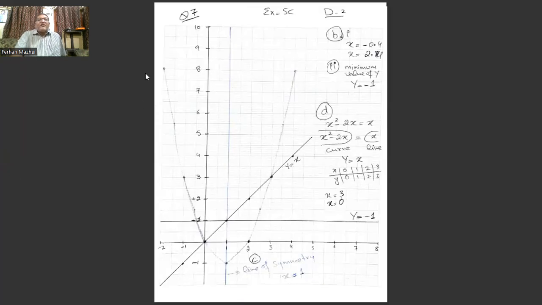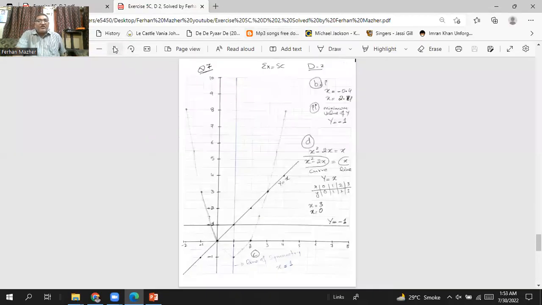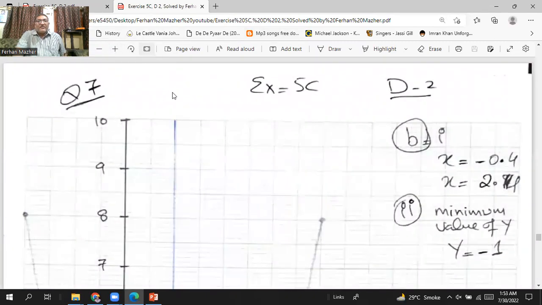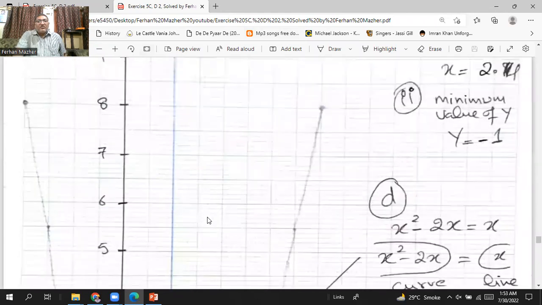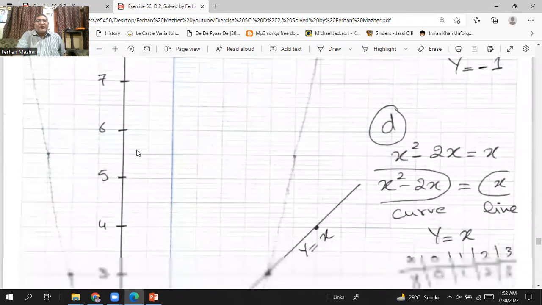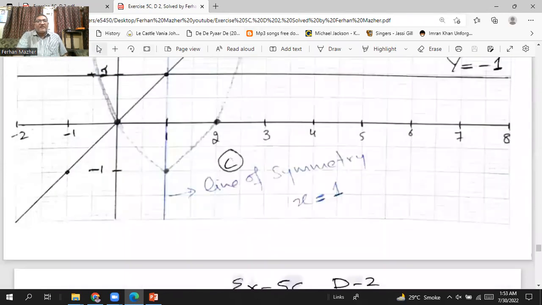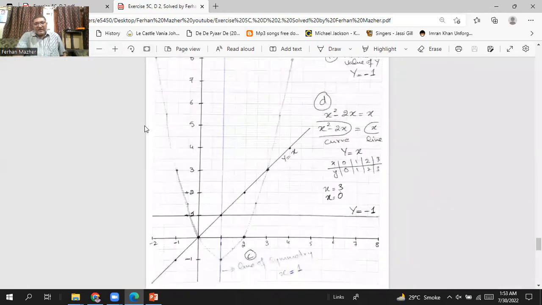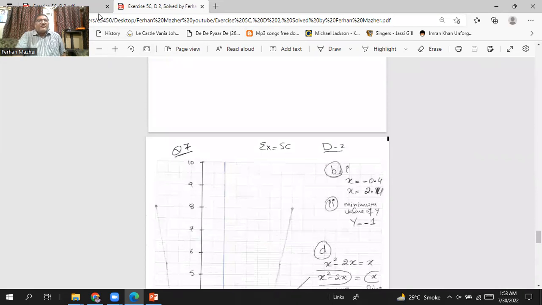Then I will join these points with a smooth curve, and you can see this parabola. Hopefully you understand, and let me show you. Now I will increase the size so you can see the whole question. So you can see these are the points, and I've drawn this graph. So this is how you will do this question. This is question number 7.